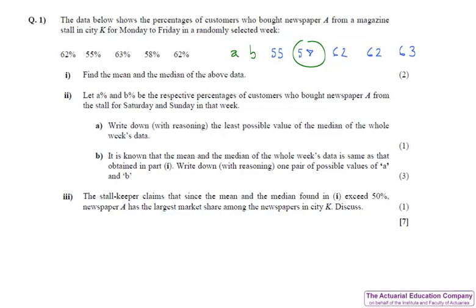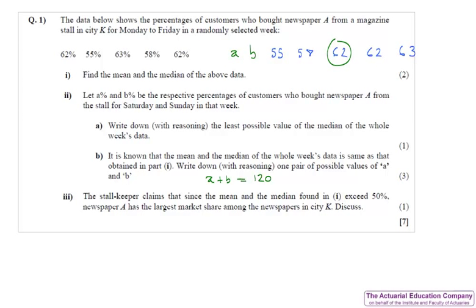In part 2b, we're told we have the same mean and median as our answer in part 1. Well, we were given a mean of 60%, and so we know the total of these 7 values is 420. And from this, you'll be able to quickly work out that A add B is 120. To ensure we have the same median as part 1, which was 62, we'd need to have values of A and B that are on either side of 62. You now have to choose any 2 values of A and B that meet this criteria, for example 50 and 70. Part 3 is a quick comment about the dangers of inferring results from a single sample.